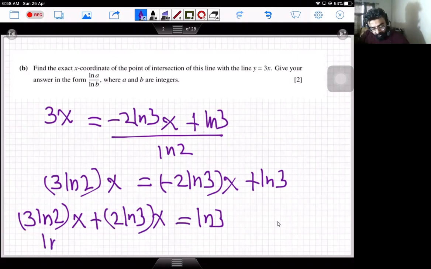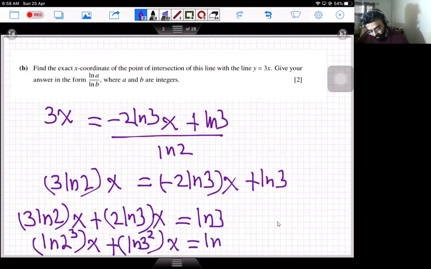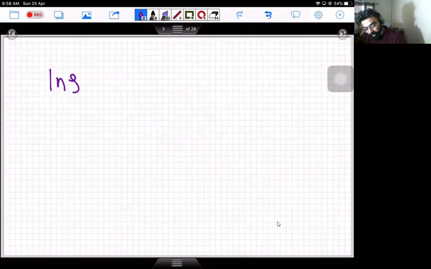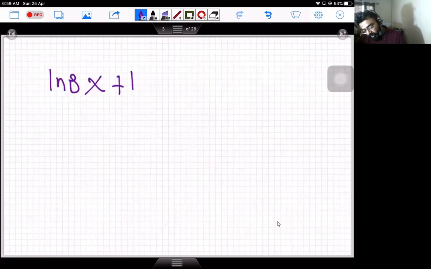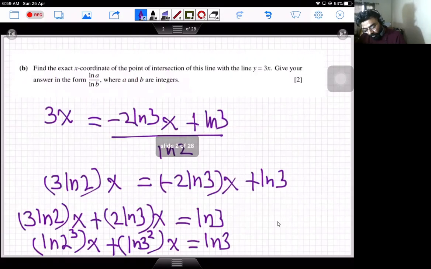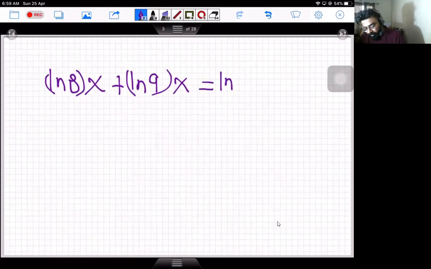ln 2 raised to the power 3 times x plus ln 3 raised to the power 2 times x equals ln 3. As simple as that. What is 2 raised to the power 3? It is 8. What is 3 squared? It is 9. This whole equation can be rewritten in the form ln 8 times x plus ln 9 times x, and this whole thing is equal to ln 3.